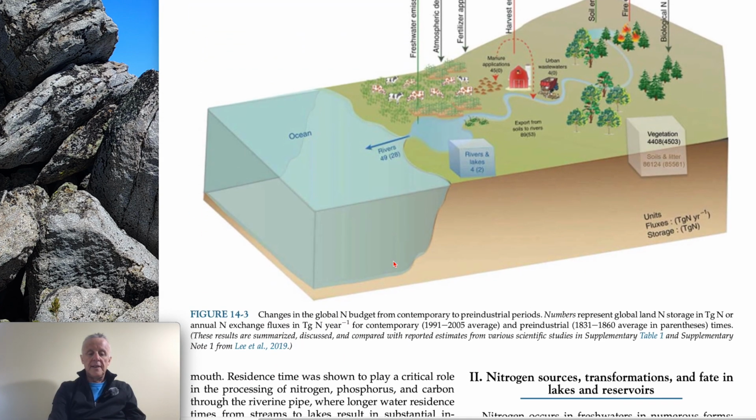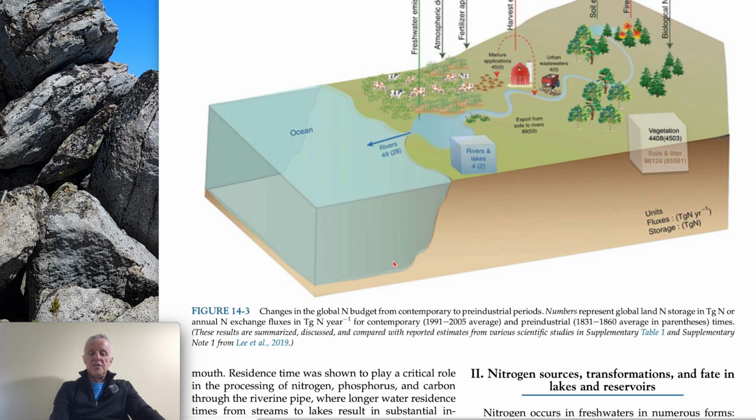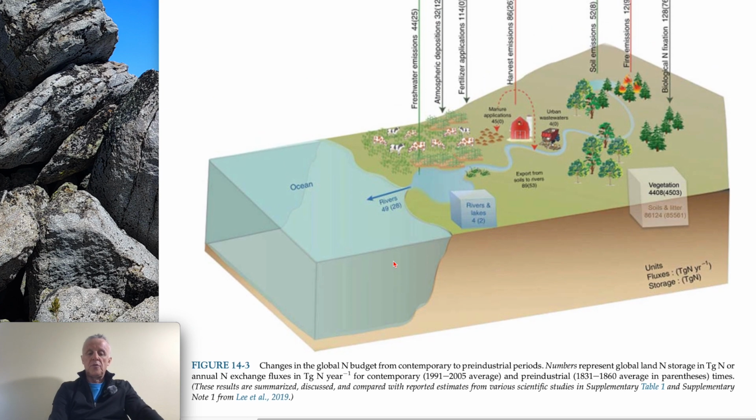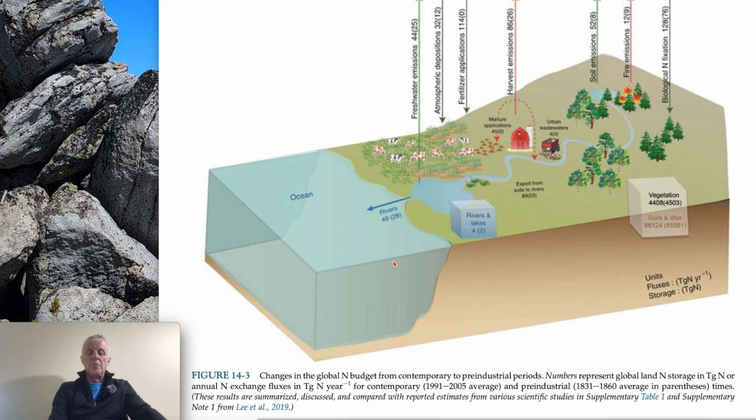And let's look then at figure 14-3, changes in the global nitrogen budget from contemporary to pre-industrial periods. Numbers represent global land nitrogen storage in teragrams of nitrogen, or annual exchange fluxes in teragrams of nitrogen per year, for contemporary 1991 through 2005 and pre-industrial between 1831 and 1860.